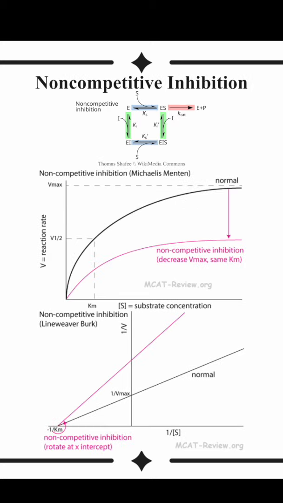In non-competitive inhibition, the inhibitor can bind either the enzyme or the enzyme substrate complex, and it does so 50-50. Because both sides of the equation are affected equally, Km is the same. Because enzymes are taken out of the equation, Vmax decreases.